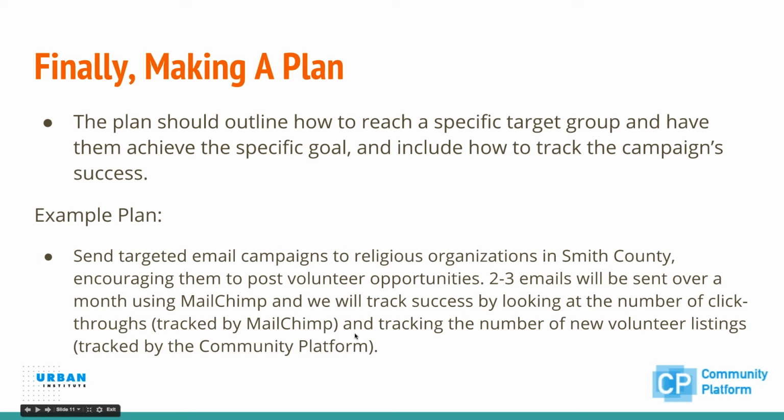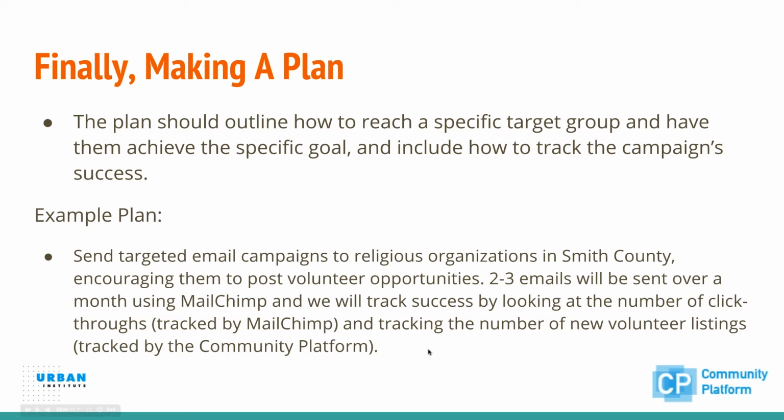So with the three pieces that we just talked about, the goals, the users, and the tracking, you would then make a plan for how you would connect those. So the bottom, this is my example plan. I'm going to send targeted email campaigns to religious groups within such and such county, encouraging them to post volunteer opportunities. I'm going to send 2 to 3 emails. I'm going to use MailChimp as just an example of one way to do it. And we're going to track our success by looking at the number of click-throughs.